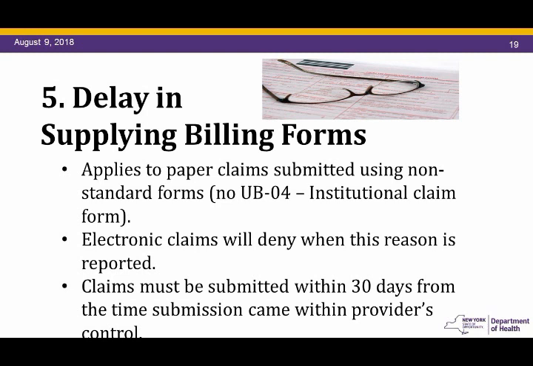Five, delay in supplying billing forms. This applies to paper claims submitted using non-standard forms. This does not include UB04 institutional claim forms. Electronic claims submitted with a 5 will be denied. The claims must be submitted within 30 days from time submission came within the provider's control.